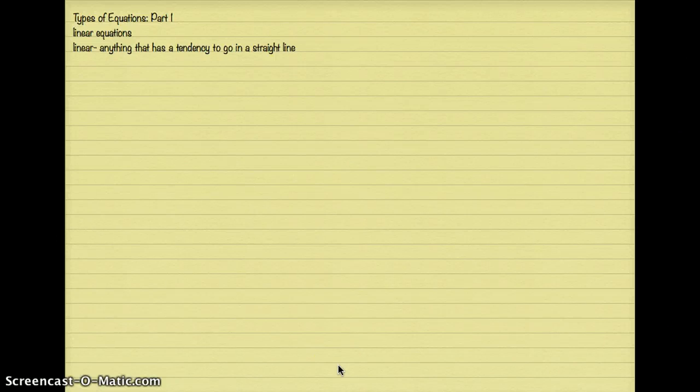This is our first lesson and it's our three-part lesson. It's called Types of Equations. This is part one. Part one involves linear equations. Now, linear equations, if you don't know what the term linear means, then I will define it for you. It's anything that has a tendency to go in a straight line.